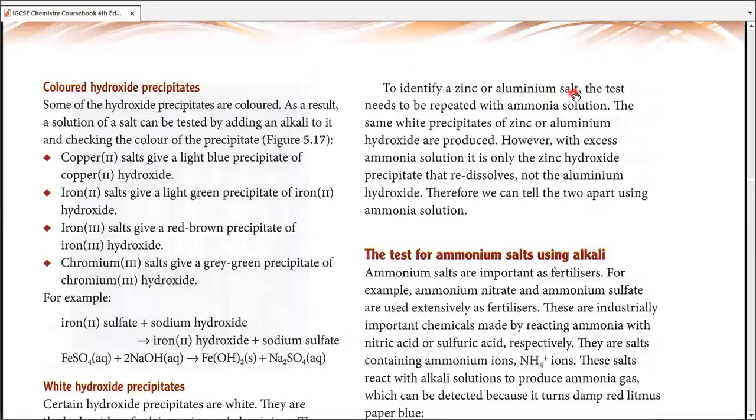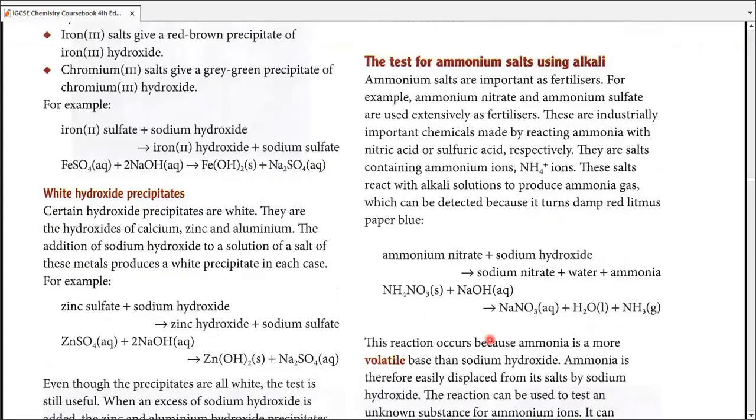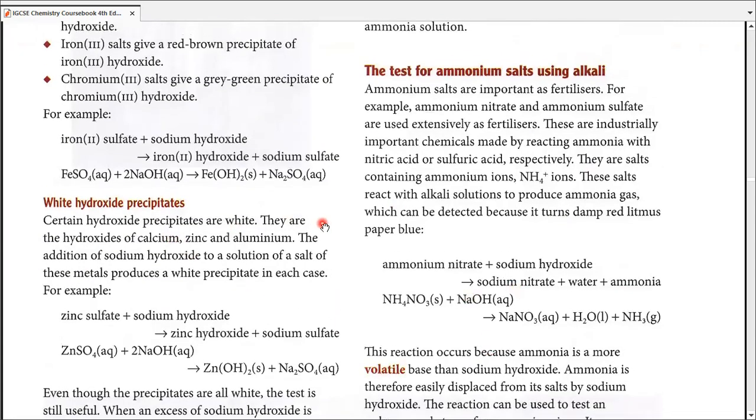To identify zinc or aluminum, the test is repeated with ammonia solution. The same white precipitates are produced. However, with excess ammonia solution, only the zinc hydroxide precipitate redissolves. Aluminum doesn't. So we first use sodium hydroxide. Everything redissolves except calcium. We then use ammonia solution, and aluminum tends not to dissolve while zinc redissolves, giving us a very good idea and letting us bifurcate all three of them. Although all three of them were white, that's the way we bifurcate them.